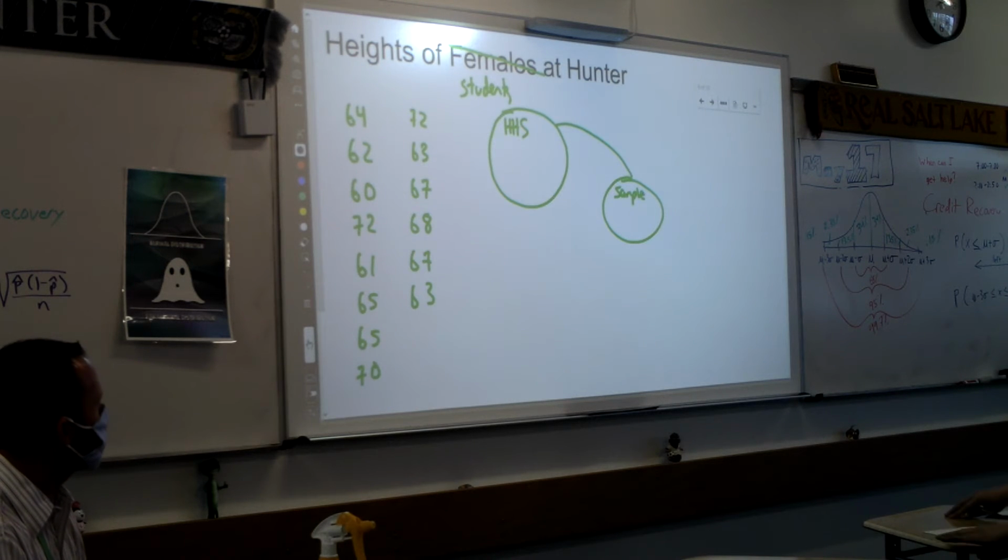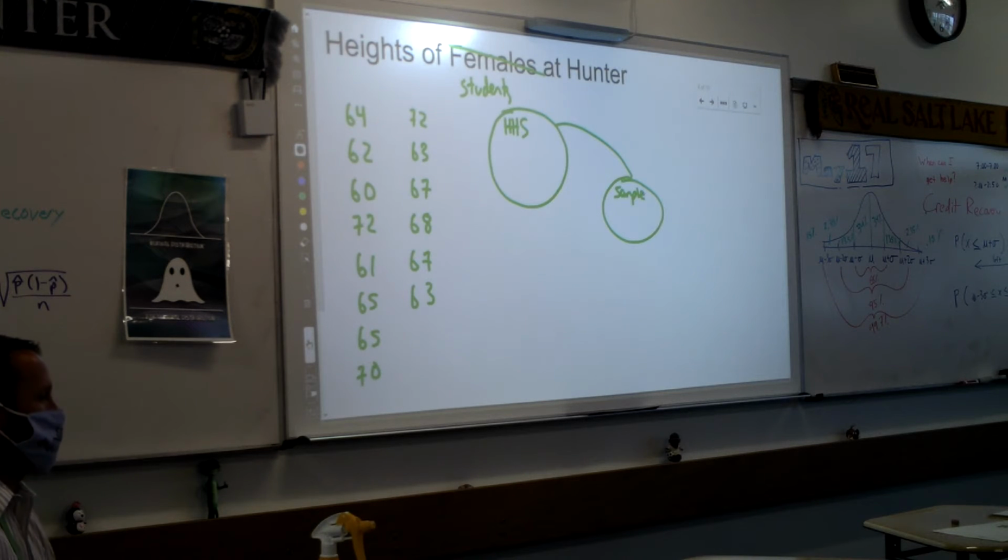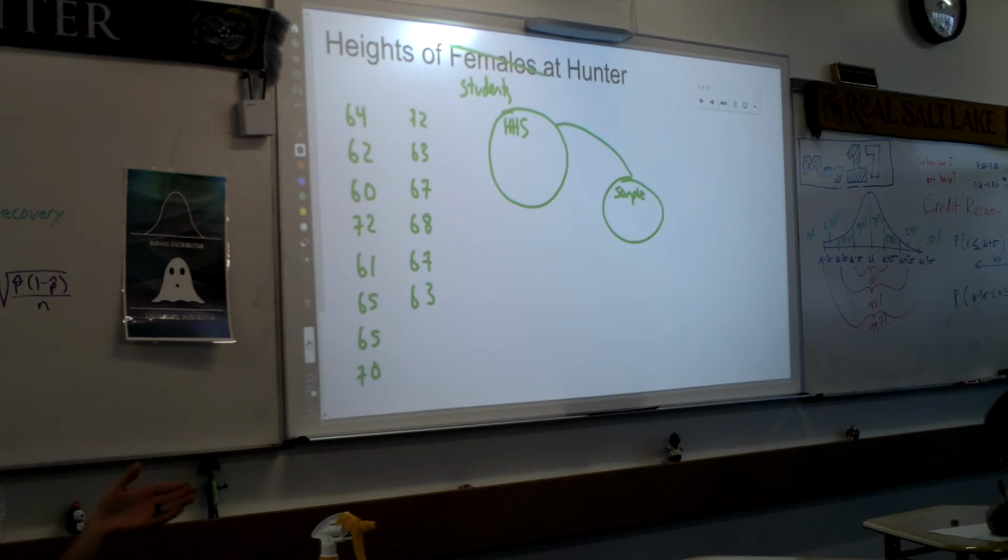Convenience. And why is this sample biased? Because it's only juniors. Some freshmen could be shorter. Yep. Some seniors could be taller. So this isn't very good, but it's what we got, right? So we're going to go with it, okay?